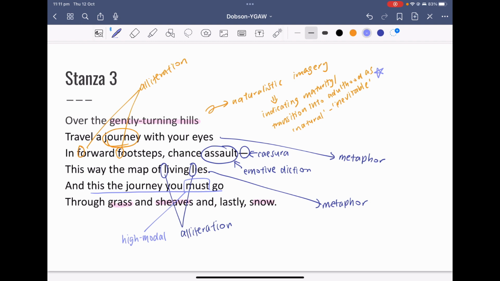Now, through grass and sheaves and lastly snow. So here we have polysyndeton. And I think what's important here is essentially there's different elements of the natural world that is being depicted. So it's sort of like through grass and sheaves and lastly snow. And you need to make note of the various experiences. And you could also, I guess, say tricolon here as well.